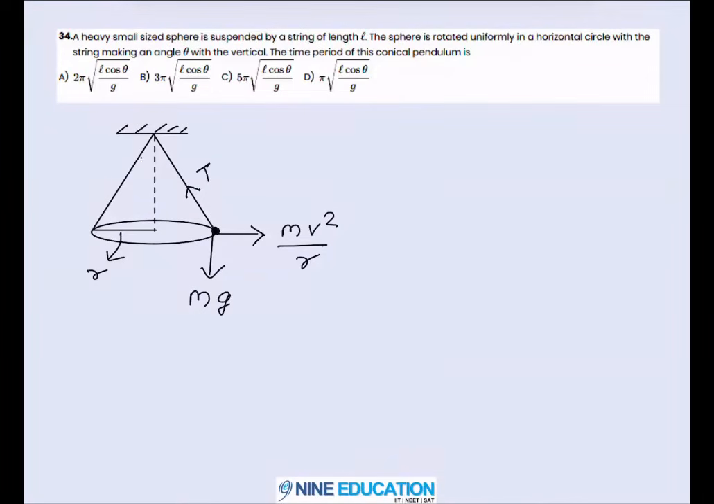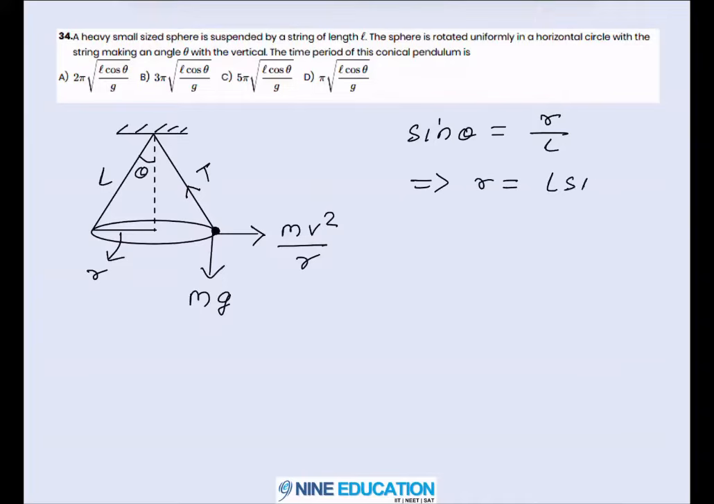Okay. Now let's say that this angle is theta and the length of the string is L. From this, I can directly say that sine theta will be equal to R by L, or R will be equal to L sine theta.